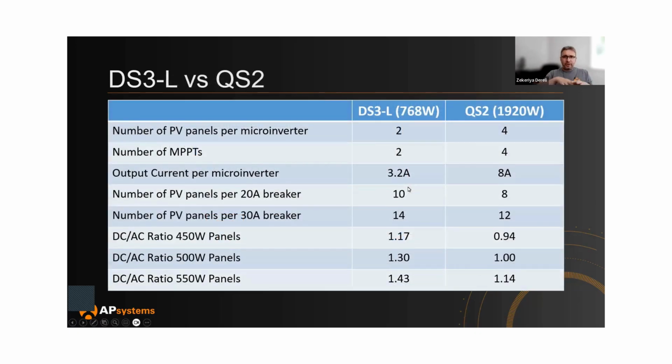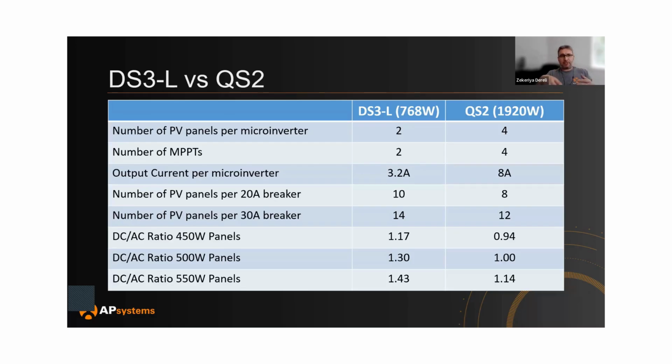We put together a quick table just to show you the differences in terms of system size. Again, just comparing the DS3L, which is 768 watt, to 1920 on the QS2. The number of panels on the DS3L is two, and on the QS2 you get four. How many MPPTs do we have? DS3L has two MPPTs, again one module per MPPT, but QS2 has four MPPTs. So four inputs, four MPPTs.